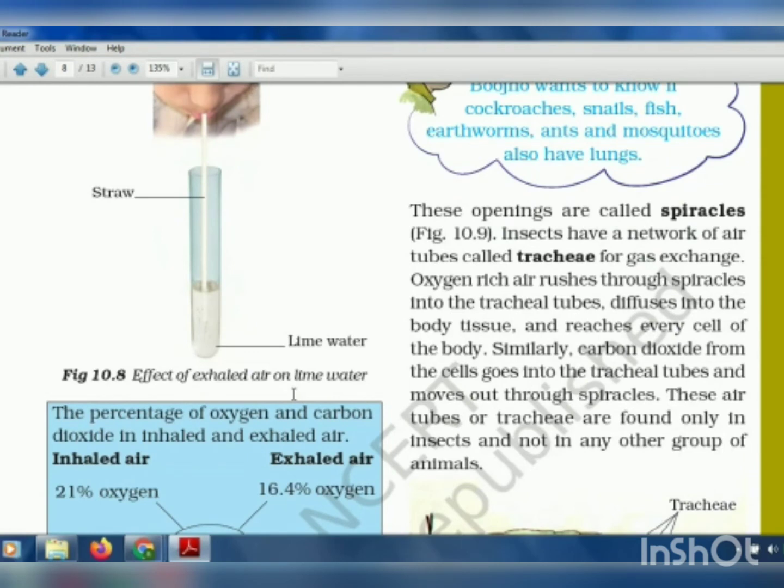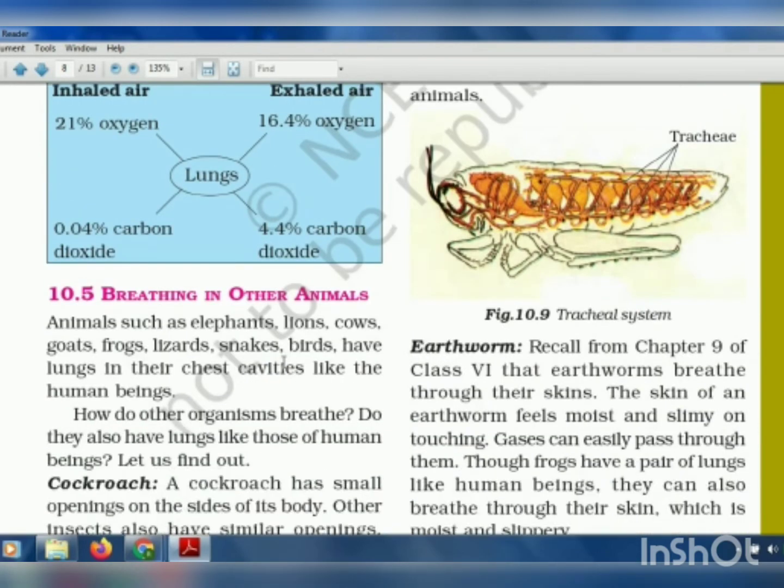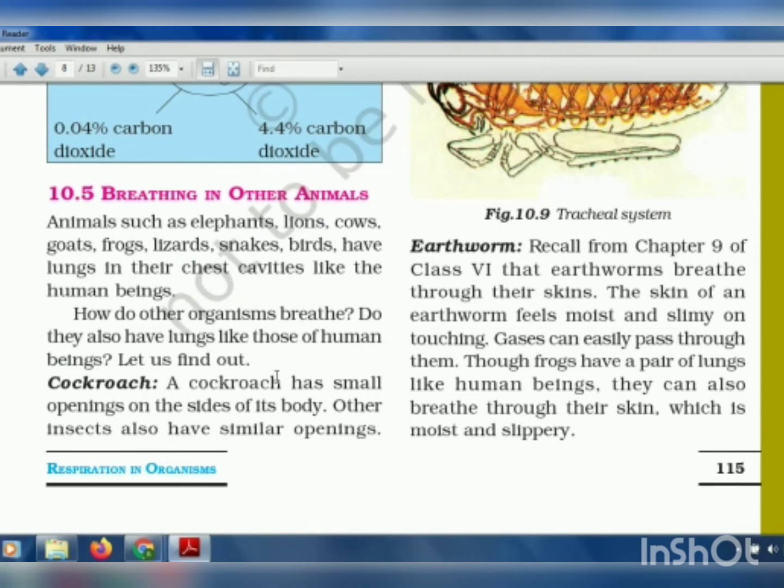We end here the topic of how human beings breathe and which is the path through which the air passes in our body when we inhale the air into our body. Now next we are going to see how breathing occurs in other animals. It is said that animals such as elephants, lions, cows, goat, frog, lizard, snake and birds have a similar respiratory system as we have. They also have lungs in their chest cavity like human beings.